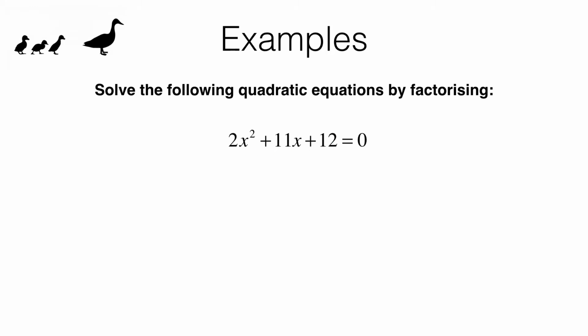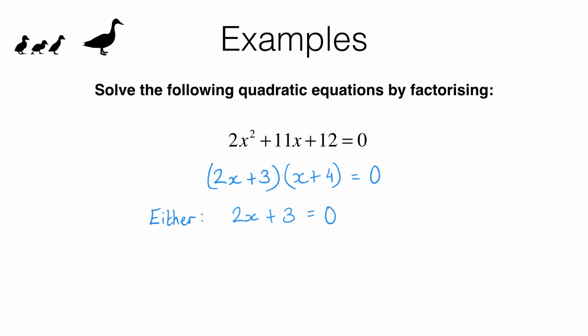If we do that, we get 2x plus 3, and that is multiplied by x plus 4, and that equals 0. Now we have a product here. Remember, there is an invisible multiplication symbol right in here. So we've got this blue box multiplied by this yellow box, and that equals 0. Now the only way those can multiply to give you 0 is if one of them is 0. So that means either 2x plus 3 is 0 or x plus 4 is 0.